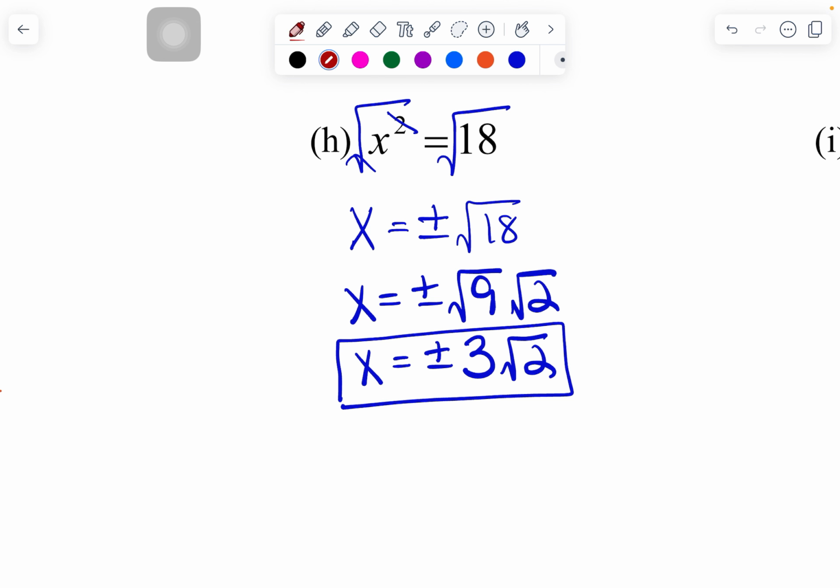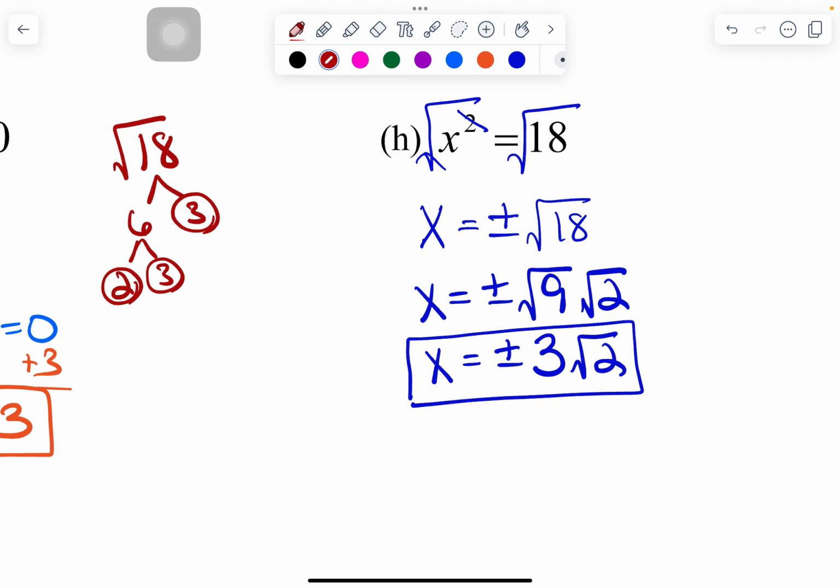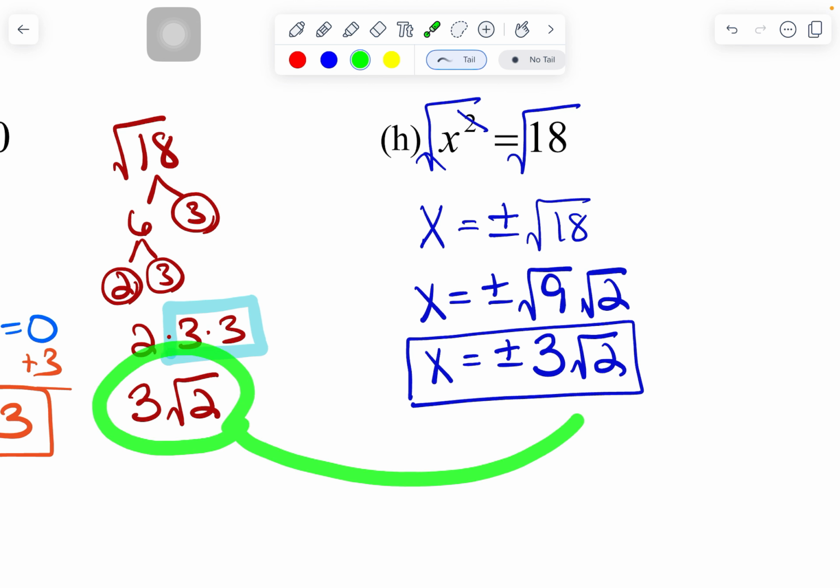Now I know a lot of you guys prefer to use the factor trees. Totally fine. Let's do the factor tree method. If I break up 18 and let's say it's 6 and 3, well, 3 is a prime number. If I break up 6, that would be 2 and 3. So there's all my primes. So I've got 2 times 3 times 3. And remember what I talked to you guys about. What you're looking for here, because we're talking about square roots, is a pair. So you've got a pair of 3s. So we got 3, and then the thing that didn't pair up is 2. Oh, look, it's the same answer.